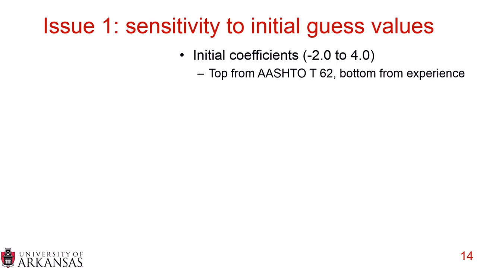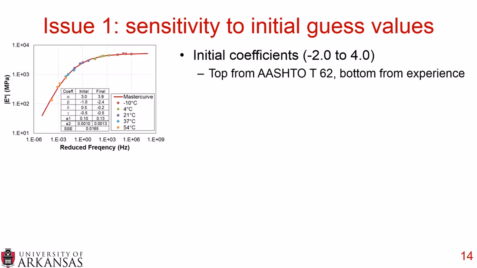So issue number 1, our sensitivity to initial guess values. For this study, our initial coefficient values were -2 to +4. I'm going to show 2 different examples. This top graph here is from AASHTO R62. You can see our alpha is 3, our beta is -1, and our delta is 0.5. Our gamma is -0.5. Those 4 initial guess values are from AASHTO R62. If you look at that standard, those 4 values are listed and you're supposed to set them to that.